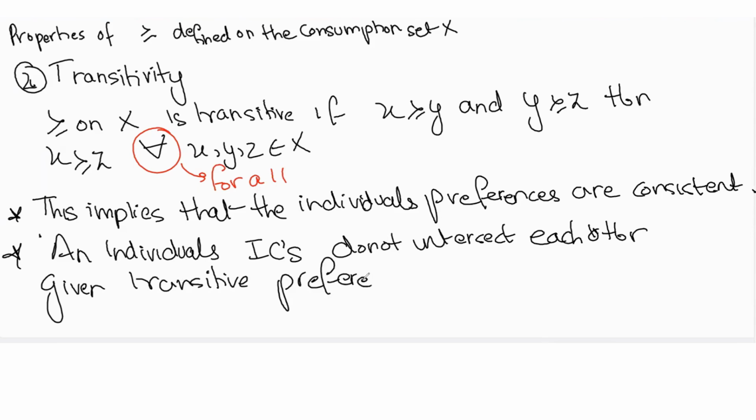So this is what transitive preferences imply in terms of ICs: you will not have ICs that intersect each other. So we've looked at what it means when we say the preferred or indifferent relation is complete, what it means when we say it is transitive, and what each of these implies in terms of ICs, indifference curves.